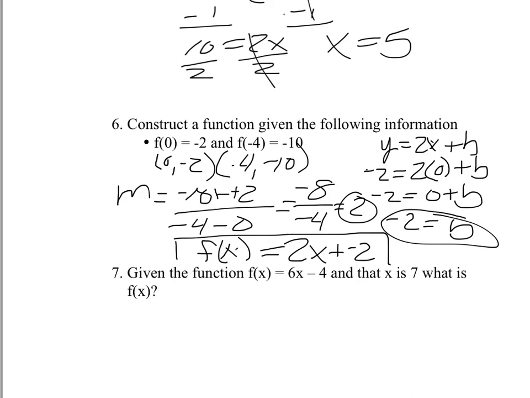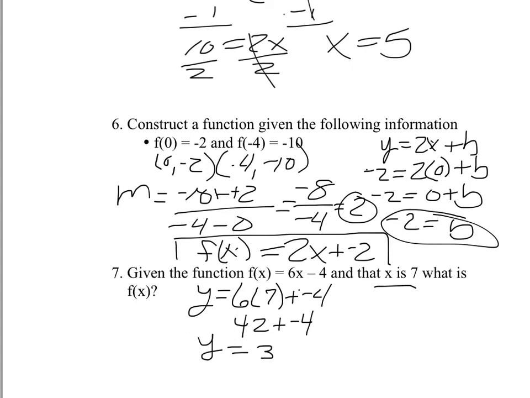7, same sort of thing we've been doing. X is 7, so I'm going to plug that into the problem. So y equals 6 times 7 plus negative 4. Make sure to change that subtraction to plus the opposite. 6 times 7 is 42 plus negative 4. So y is going to equal 38, meaning that f of x will also equal 38.